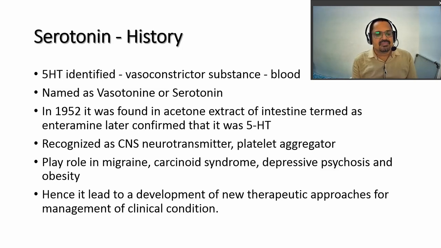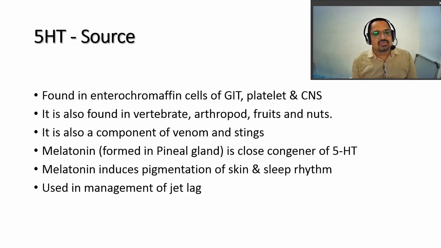So 5-HT and its agonists and antagonists have developed a new therapeutic approach for the management of various clinical conditions. As far as the sources of 5-HT are concerned, it is found in the human being in enterochromaffin cells of the gastrointestinal tract, platelets, and CNS. These are the three major sites where 5-HT is found. It is also found all over the body, but these are the principal sites. It is also found in vertebrate animals, arthropods, fruits, and nuts. So it is widely distributed in nature.